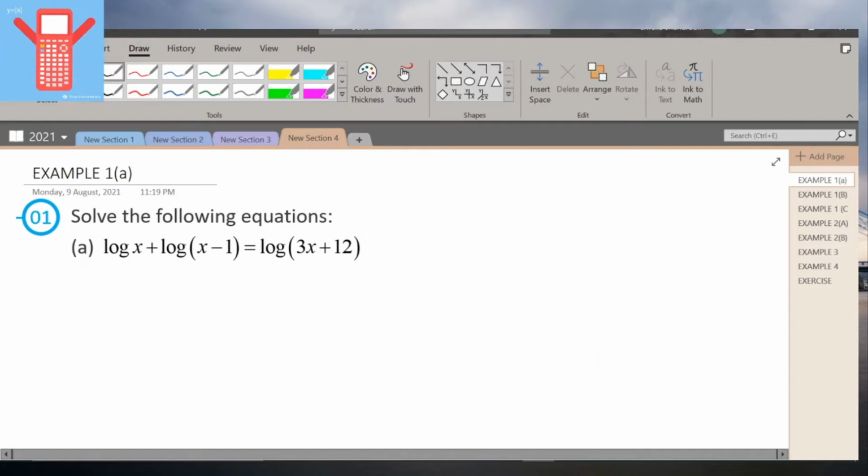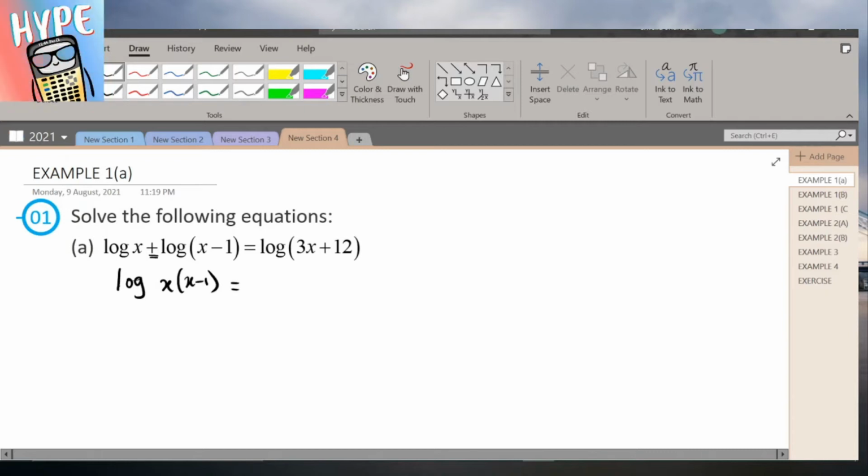Example 1a. Solve the following equation. As you can see here, we have log terms on both sides. So we can use the basic rules of logarithms. For example, one of the basic rules is when you have plus here, you can change it to multiplication. So let's do that. The left hand side will yield log x times (x minus 1), and this is equal to log (3x plus 12).